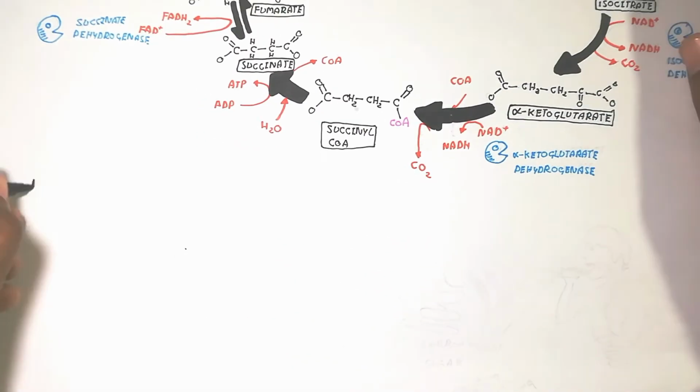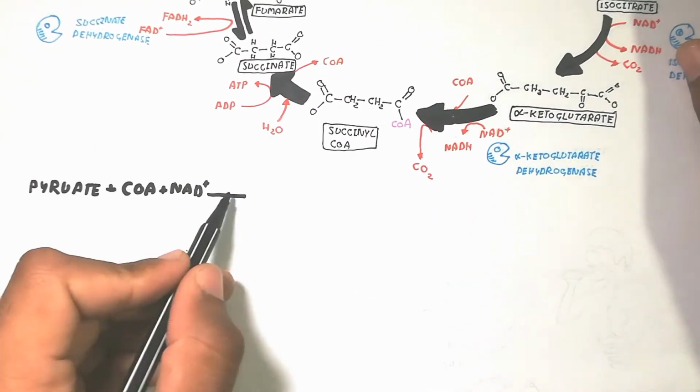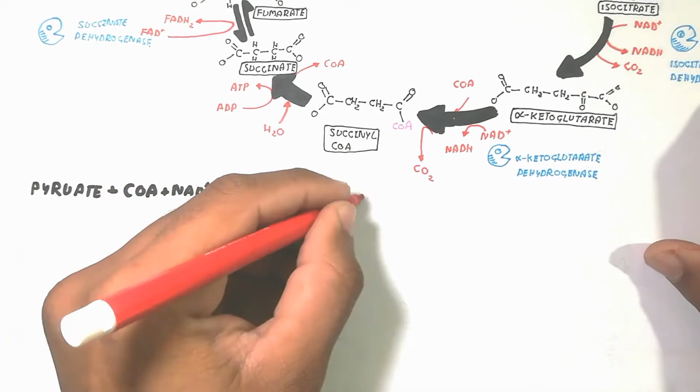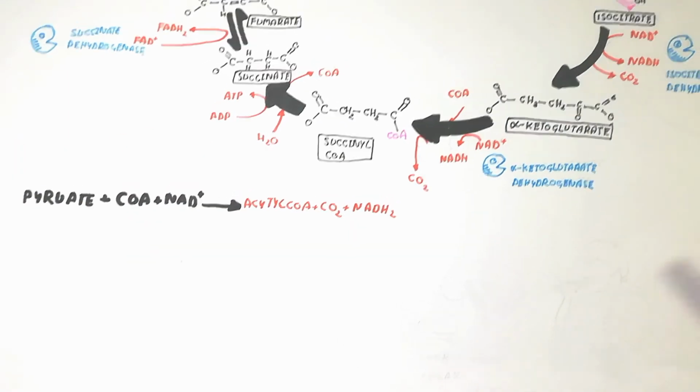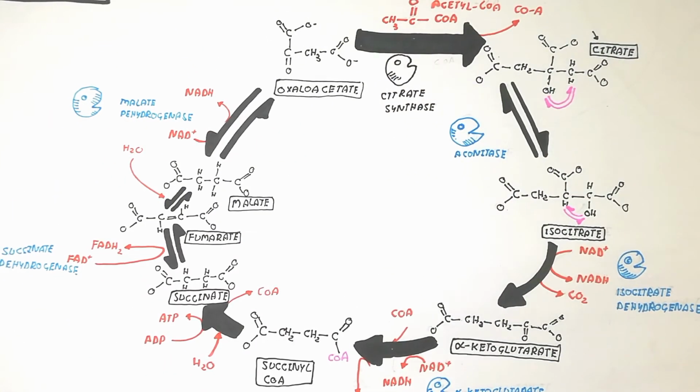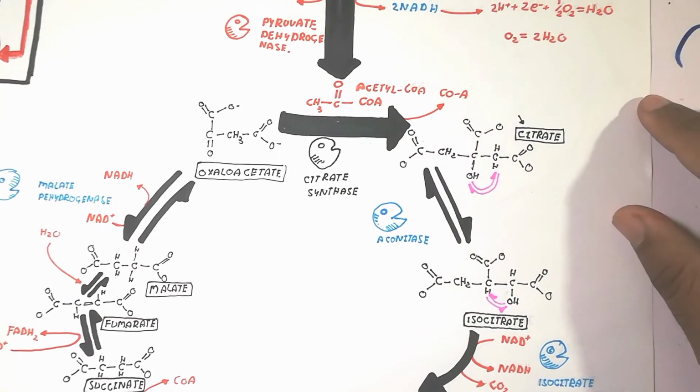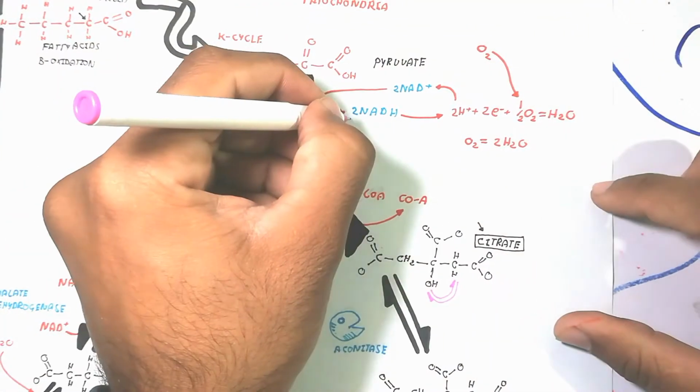So now we will talk about the equation. Pyruvate will be combined with CoA in the presence of NAD plus, NADH will be produced, and carbon dioxide and acetyl CoA will be released.